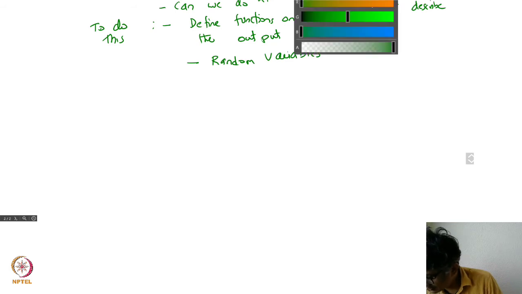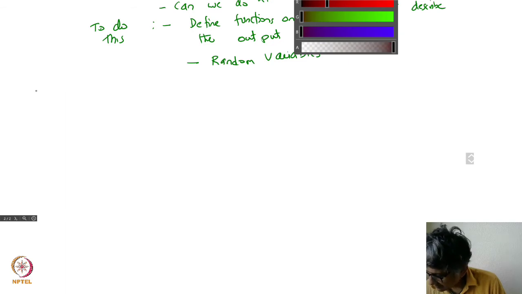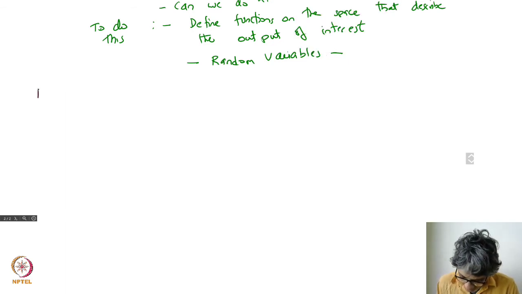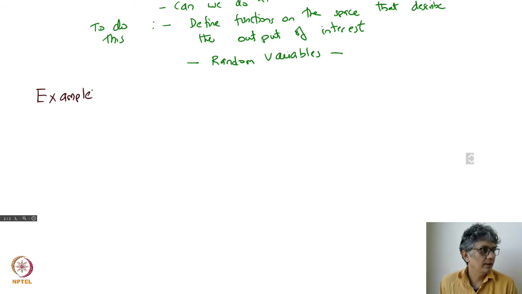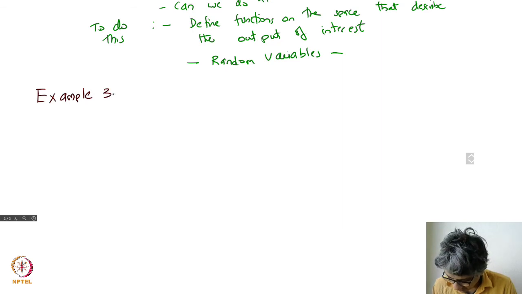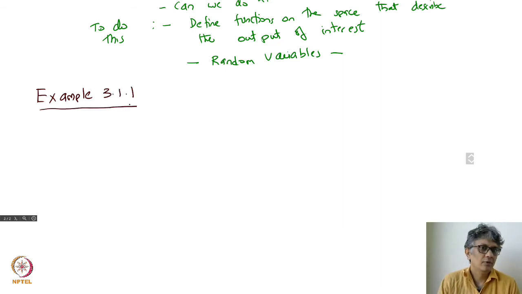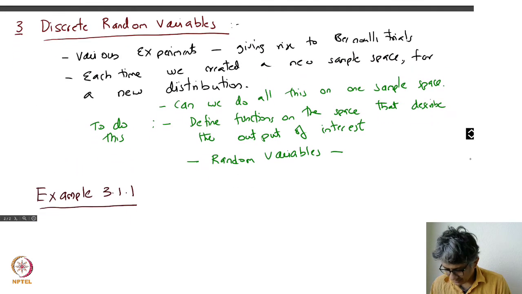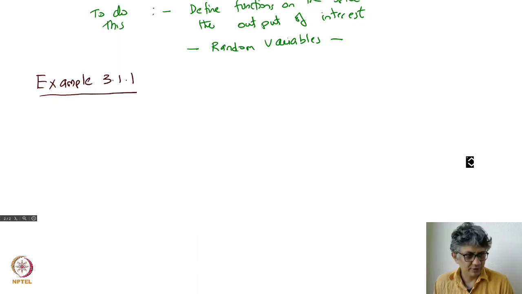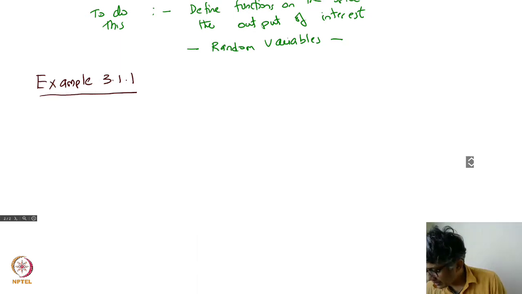Maroon is gone again. So let me do Example 3.1.1. Here I want to set up this framework properly. How do I do this? Let me go back to black.